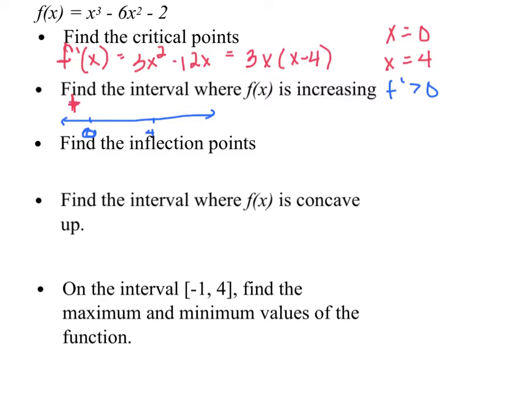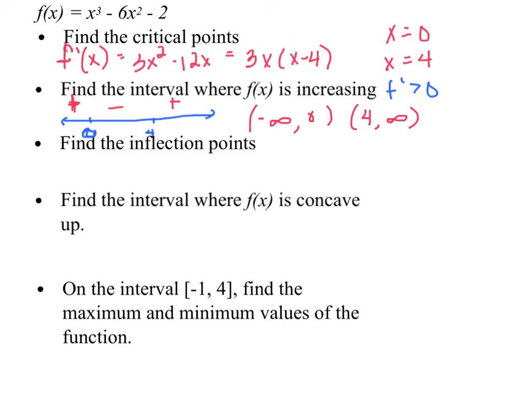If I plug in a number between 0 and 4, 3 times that number is positive. That number minus 4 is negative. Positive times negative is negative. If I plug in a number bigger than 4, 3 times that number is positive. That number minus 4 is positive. Positive times positive is positive. Well, f is increasing when f prime is greater than 0, so that is from negative infinity to 0 and 4 to infinity.